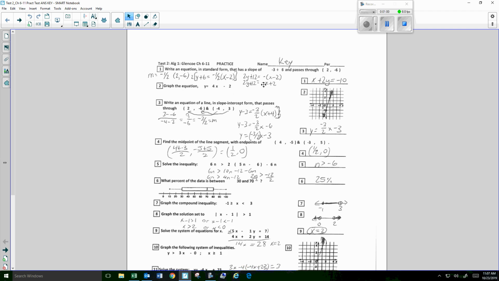And of course, I need the a, which is the coefficient of the x, to be positive, so I move it to the left side, and then the constant to the right. So you'll end up with x plus 2y equals negative 10.